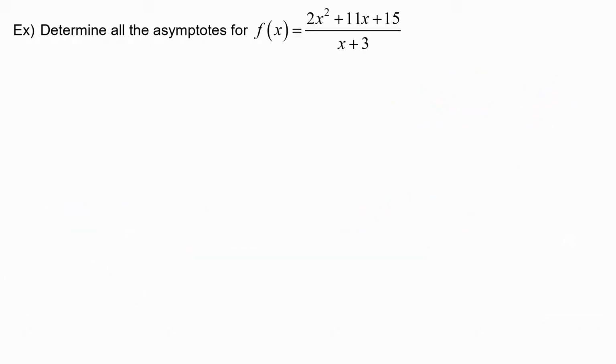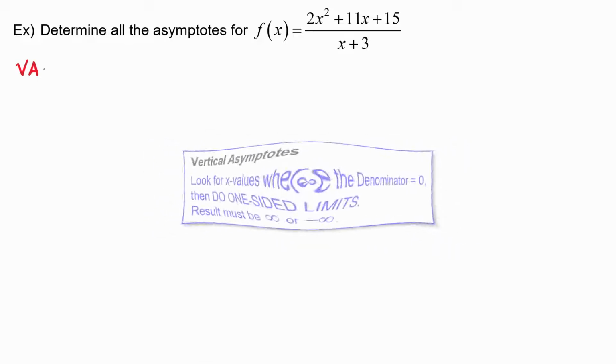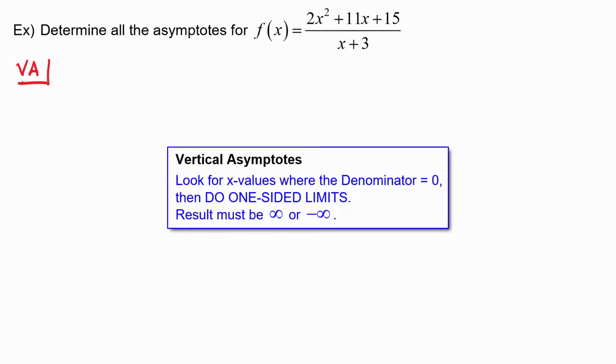In this example, we have to determine all the asymptotes for the given f of x. Now, for vertical asymptotes, we know that we will look for the x values where the denominator would be 0. In this case, that would be -3. And then we do a one-sided limit. So let's do the limit as x approaches -3. We can either do from the right or from the left. I guess we'll do from the right.